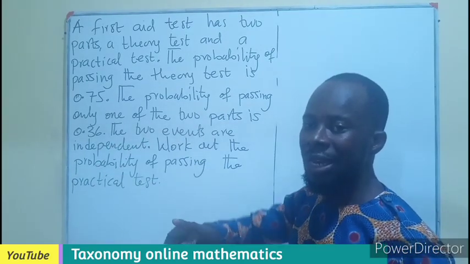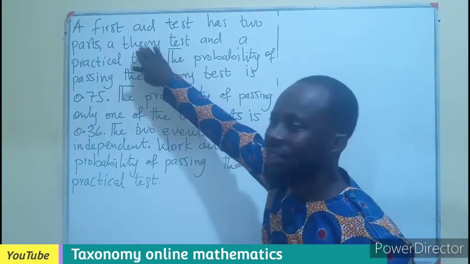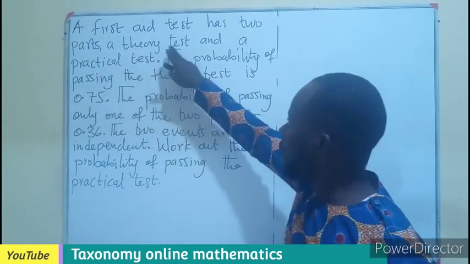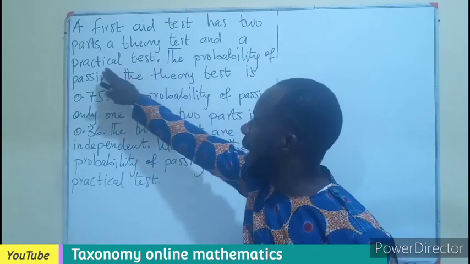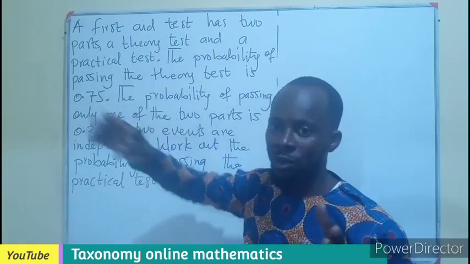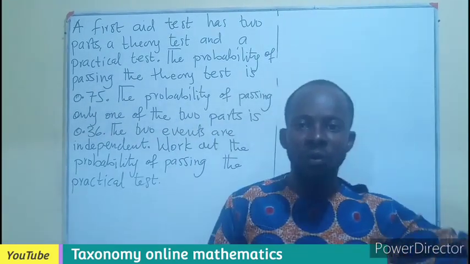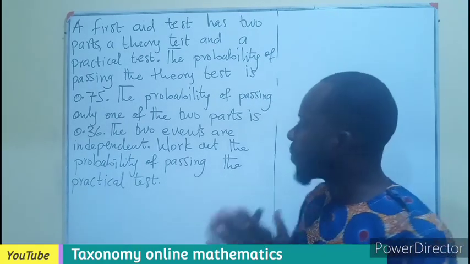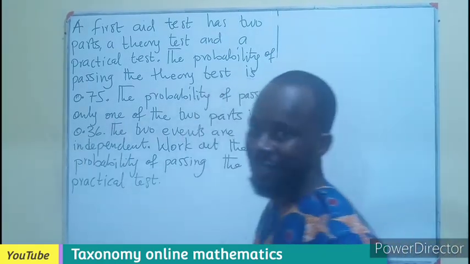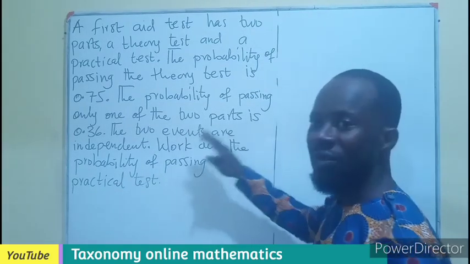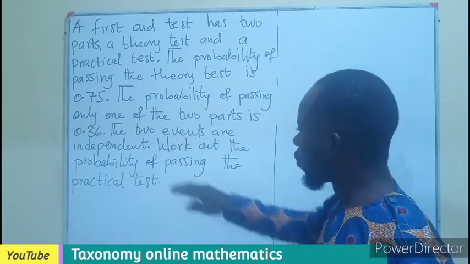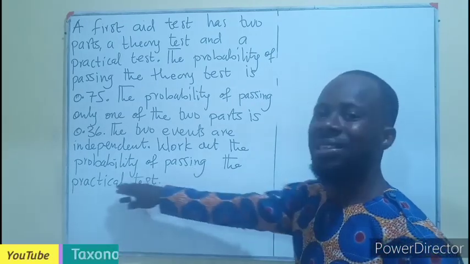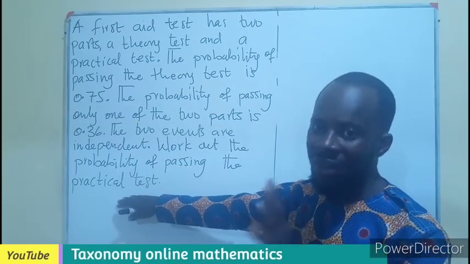Only one, meaning you may pass the theory and fail the practical, or you fail the theory and pass the practical. Only one side. So either you pass here, you fail here, or you fail here, you pass here. The two sum up to give us 0.36. Good. So the two events are said to be independent. So what will be the probability of passing the practical test? So that is our task.